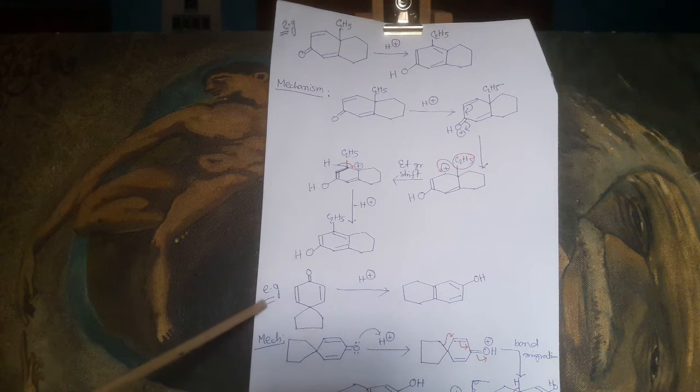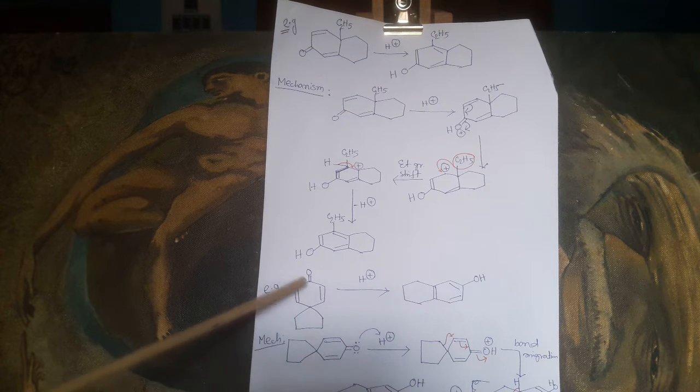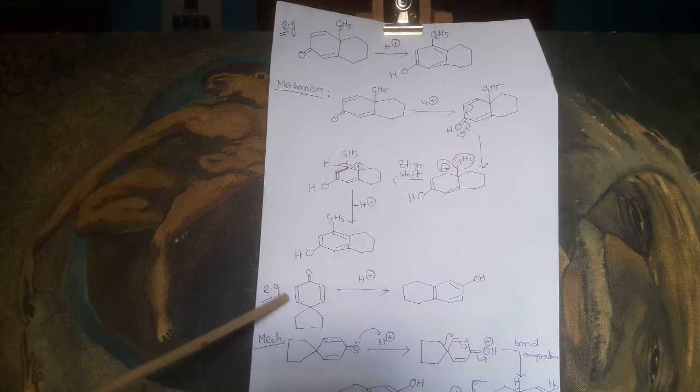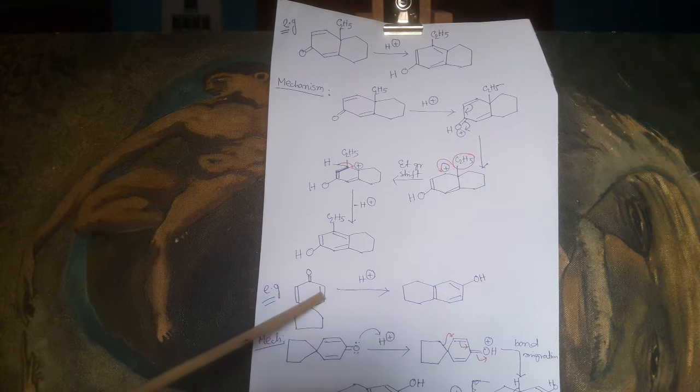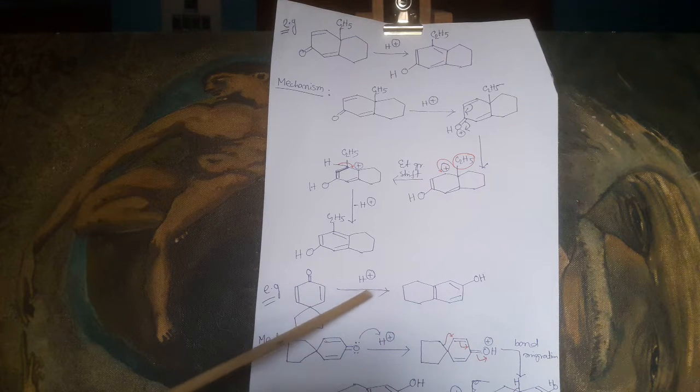So, here is another example. Here we see this is a dienone compound, with 2 double bonds and 1 carbonyl group. This is called a dienone compound. In the presence of acid, we get this type of aromatic phenol.